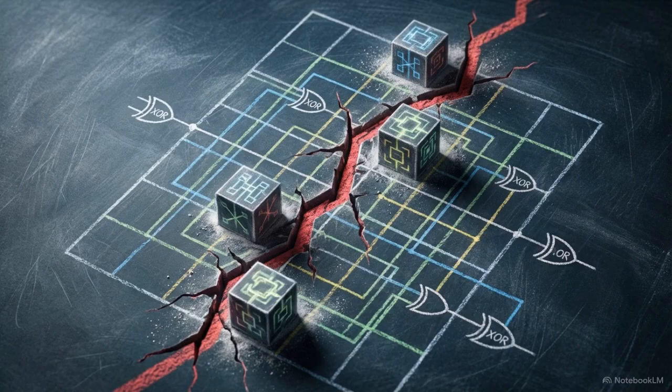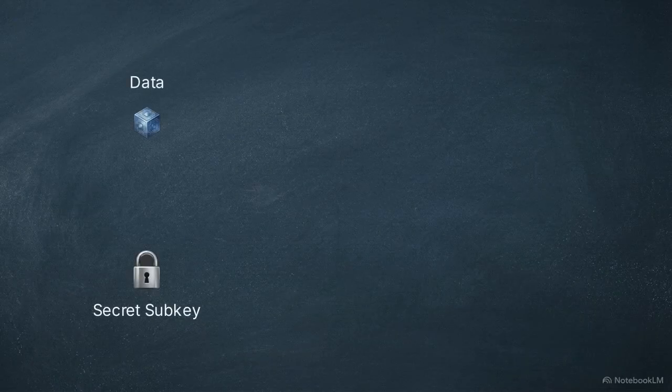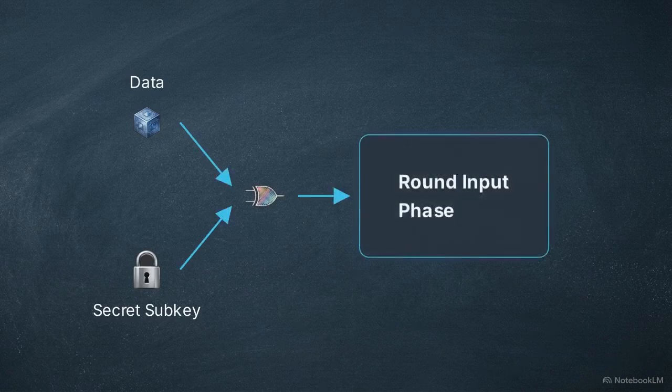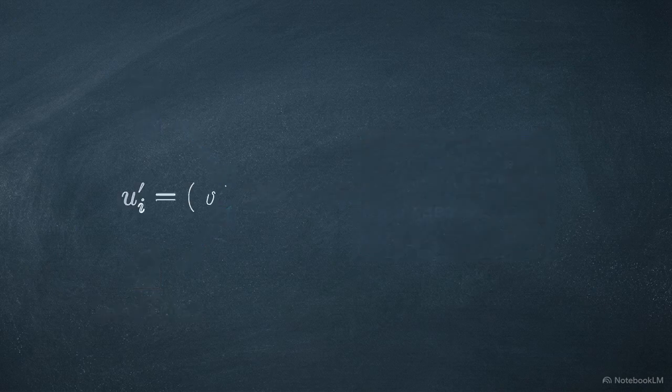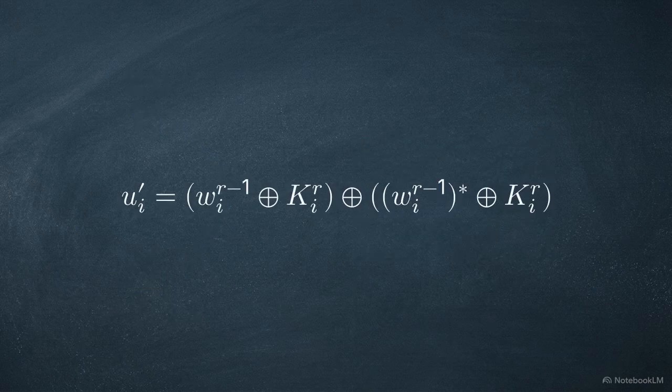We are not attempting to brute force millions of possible keys. We are locating a mathematical fault line in the cipher's architecture and applying targeted pressure. The exploit begins at the input phase of the cipher round, where the data is combined with the secret subkey using an XOR logic operation. When we evaluate our pair of inputs entering the round, we can calculate their input difference using this specific formula.